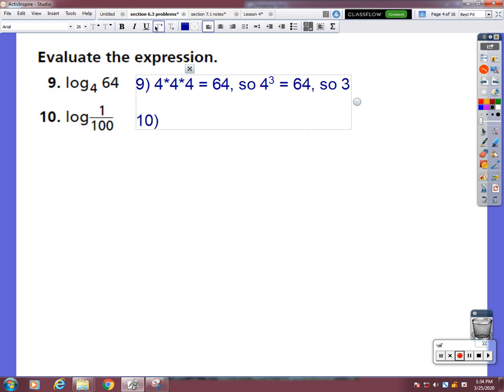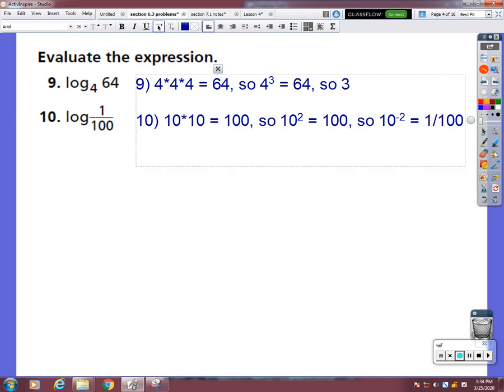Number 10, same deal. There's no base written here, so we're going to assume that it's 10. So I know that 10 times 10 equals 100, which means that 10 squared equals 100, which means that 10 to the, wait for it, negative 2 power equals 1 over 100. So the answer to this one would be negative 2. Negative exponents make fractions.